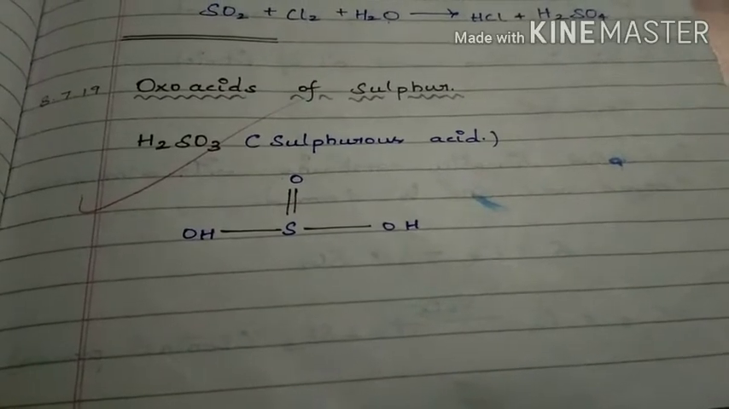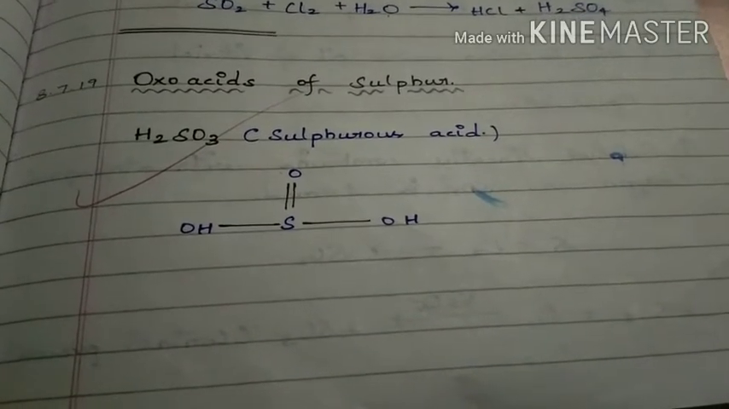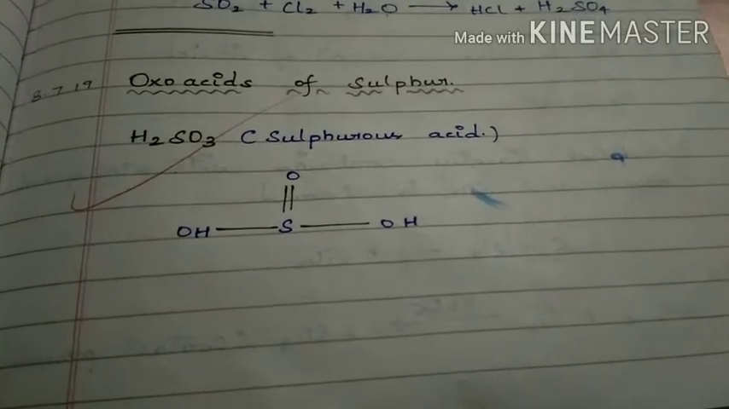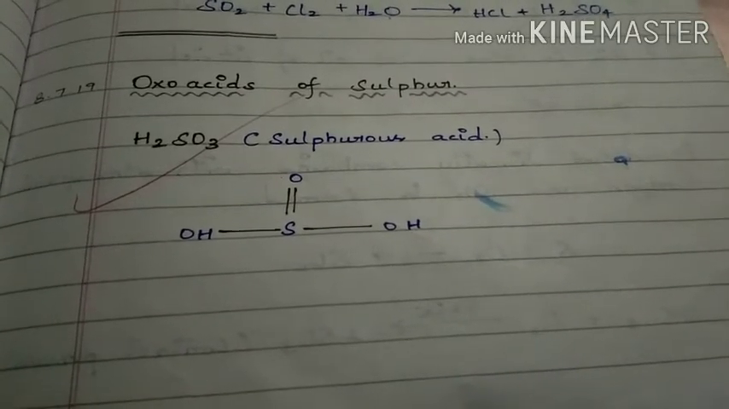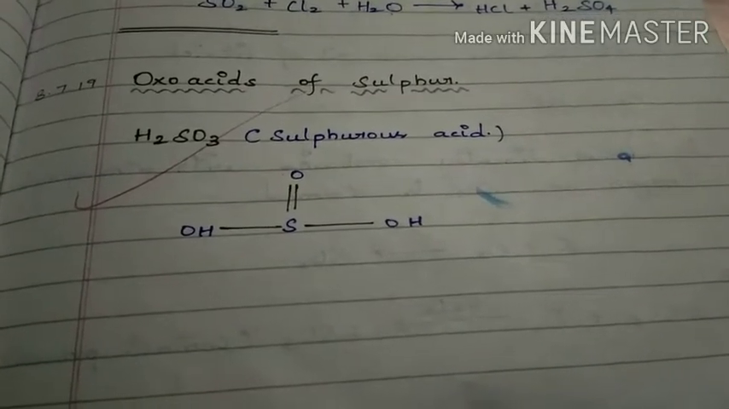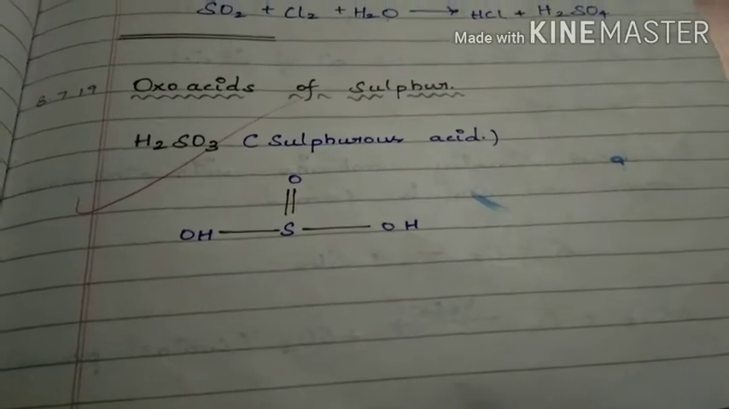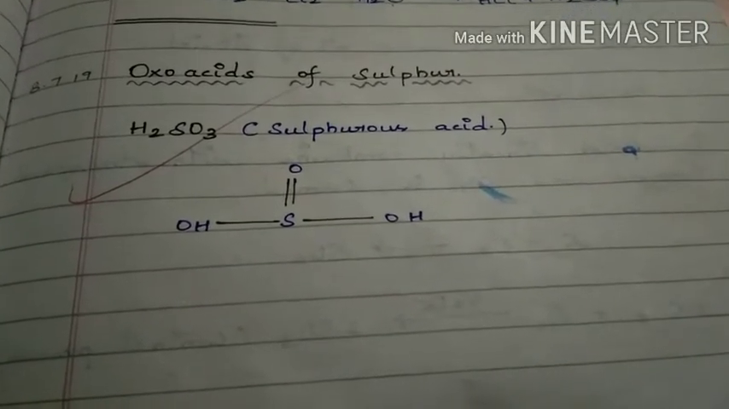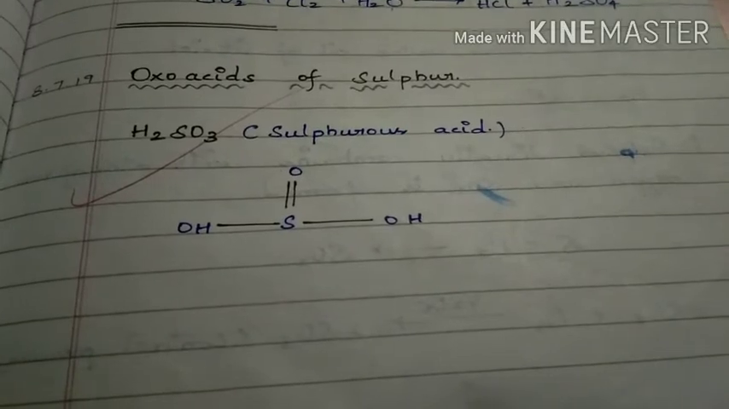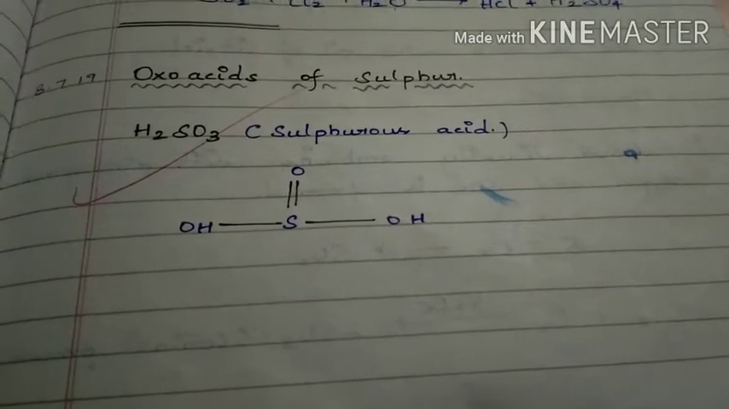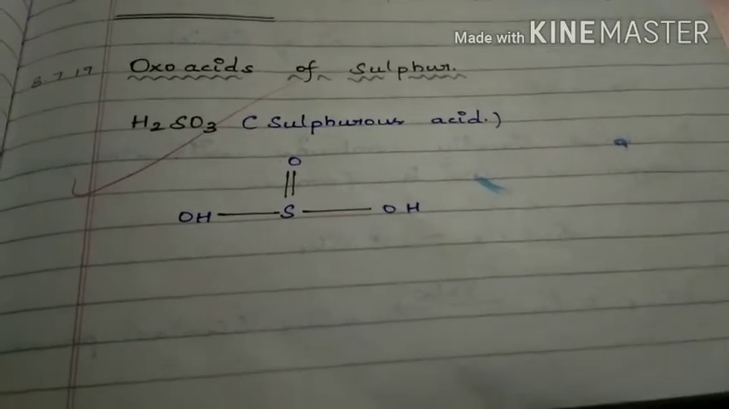In all those acids, sulfur is the central atom. That is why they are called oxo acids of sulfur. In our syllabus, a few acids are there. We have to discuss their structures only. No need to discuss their preparations and properties. We just discuss their structures.